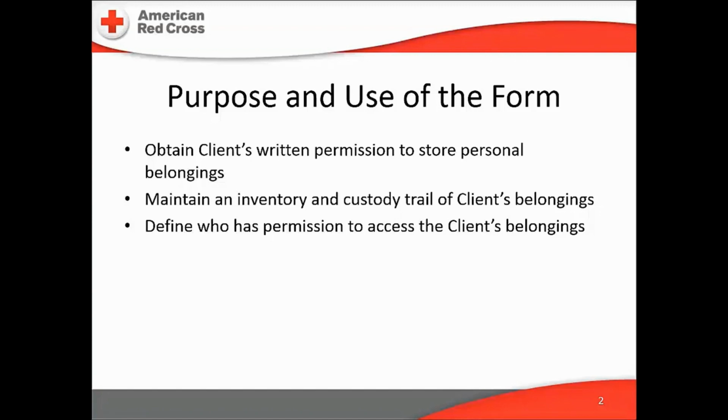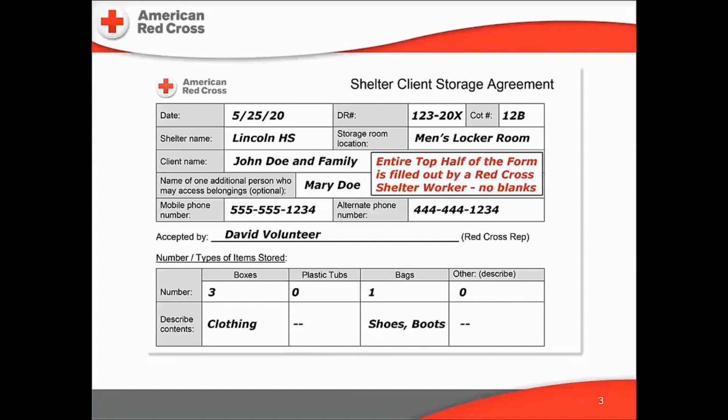This form is a summarized inventory of the client's belongings and also confirms to us exactly who has the owner's permission to access those belongings. This is the top half of the shelter client storage agreement, and it's filled out by the Red Cross staffer who is accepting the belongings for temporary storage.